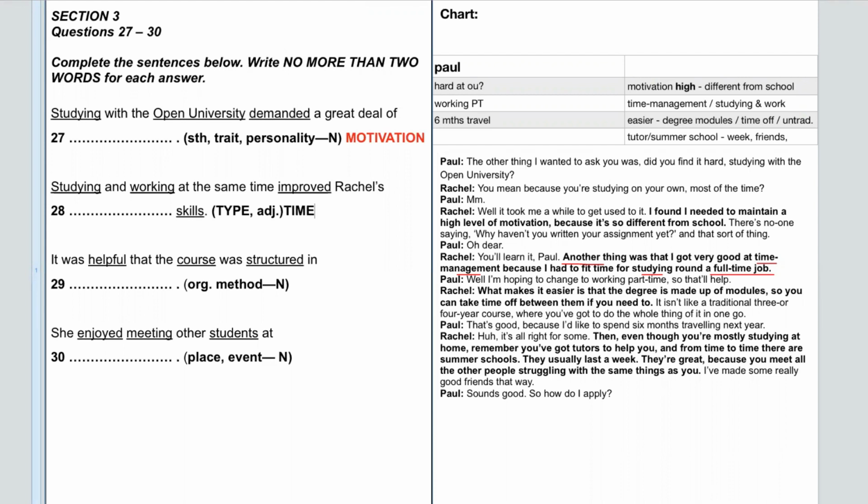And of course, the little dash here that I'm using is optional. So you could write time management as 2 words or just 1 word, or with the dash, they would both be considered correct. And let's go to our next question, number 29. It was helpful that the course was structured in, and so again, always with Rachel, I see that it was easier, so this could be a synonym for helpful, was that the course was structured in modules. So it's a type of structure. It's an organization method. I would go ahead and write modules.